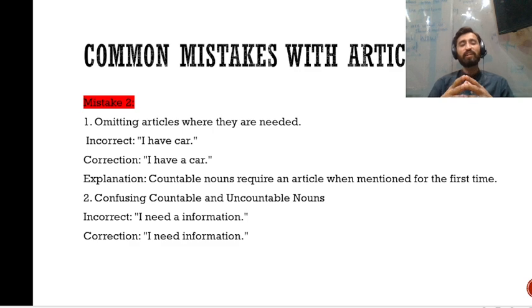Or agar koi specific hai, to you could have said that I have the Mercedes. So फिर specific में the हमने use करना होता है. Now countable nouns require an article when mentioned for the first time. Clear? The second one is confusing countable and uncountable nouns. Now I need information. It's incorrect because information is uncountable noun, and with uncountable nouns we don't use anything at all. So a and an cannot be used with uncountable nouns.